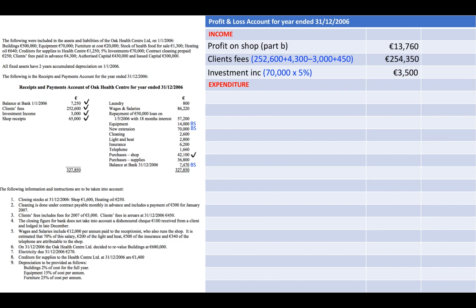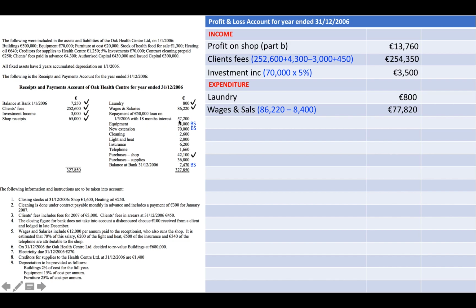So then we've got our expenditure. So we're moving across to our payment side and we have first of all here laundry, €800 there. Then we have wages and salaries. Now we noted earlier on, so we're always constantly scanning at the top, scanning at the bottom. We noted earlier on though that there was some of the secretary's salary that went to the shop. So we are going to minus that 8,400 from there. And that is the only note there. So €77,820.